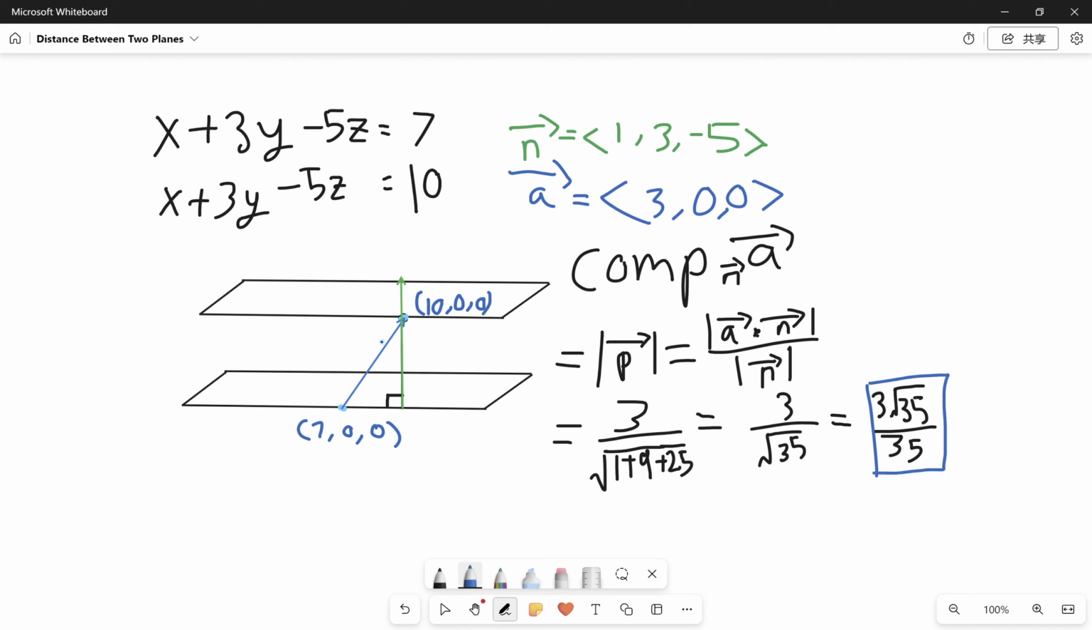So in general, what you have to do is find two points that are on each plane, so one point here, one point there. Then you find the projection of this vector connected by the two points onto the normal vector.